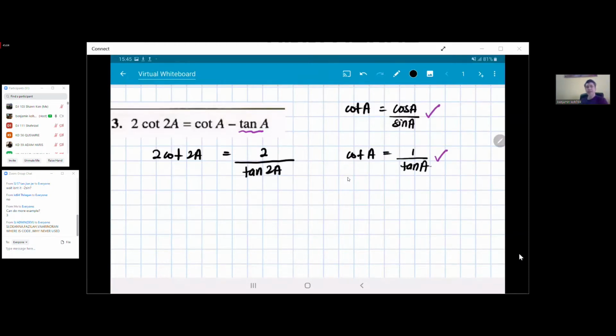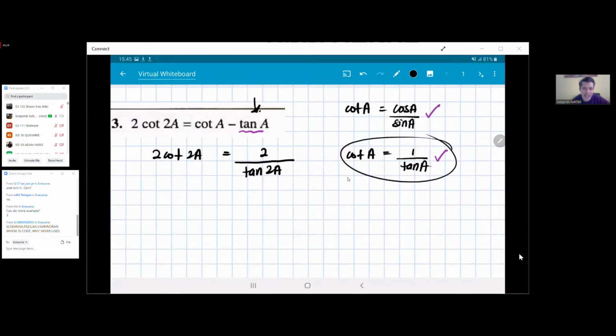Can you understand? Because cot is 1 over tangent. On top, the 1 we don't need to write because 2 times 1 is 2. So on top 2, at the bottom tangent 2A. So we substitute. Again, I pick this formula because the answer contains tangent, not sine and not cos. That's why I don't use the first one. Now substitute using the formula for tangent 2A.